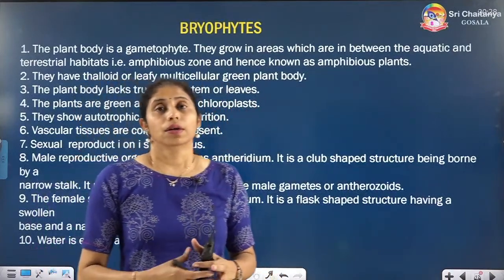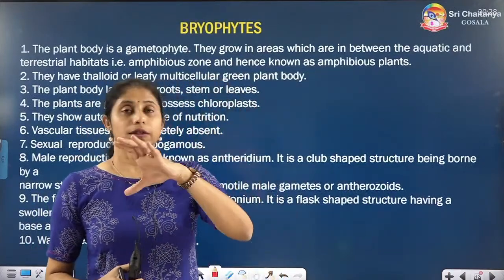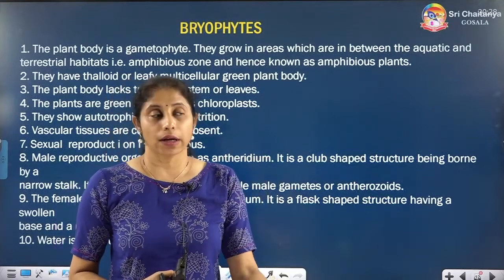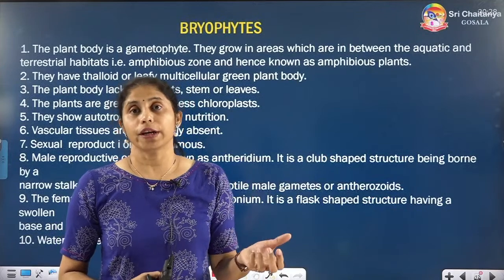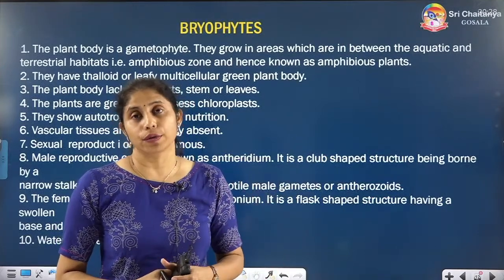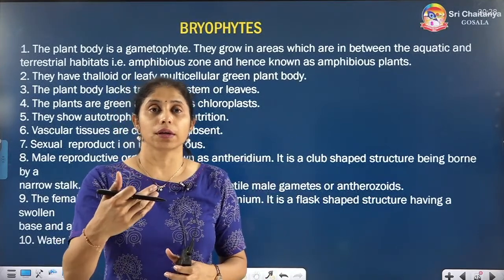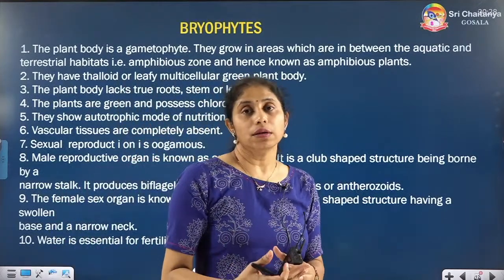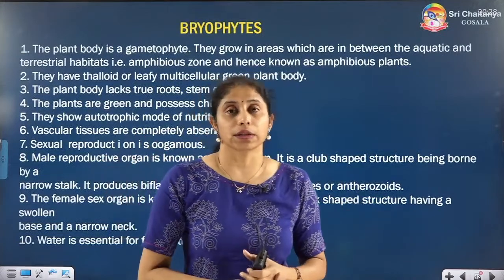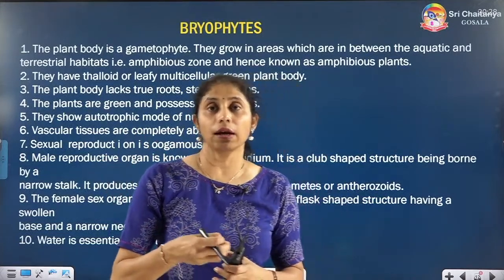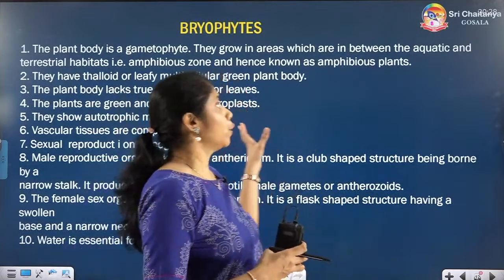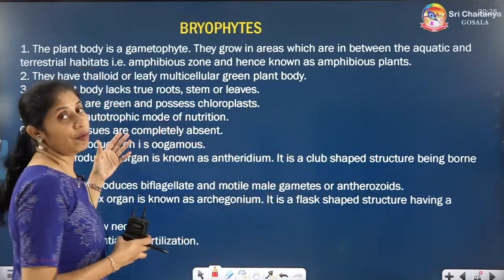Bryophytes. I have already told you in the first classification that plants are classified into non-embryophytes like algae, and embryophytes, which have embryos. They are the bryophytes, pteridophytes, gymnosperms and angiosperms. From here onwards embryophytes will start, because they contain an embryo in their life cycle. That means the zygote will develop into an embryo. So bryophytes, the next group of plants.